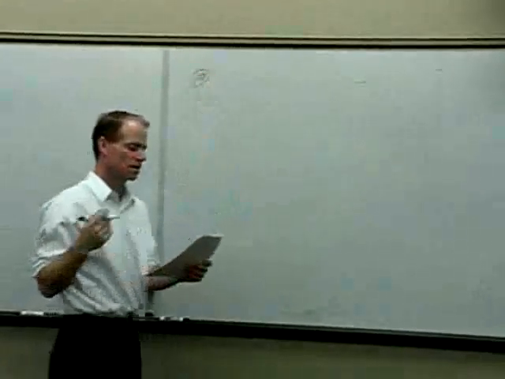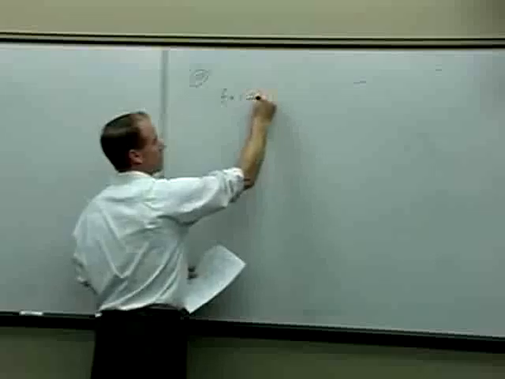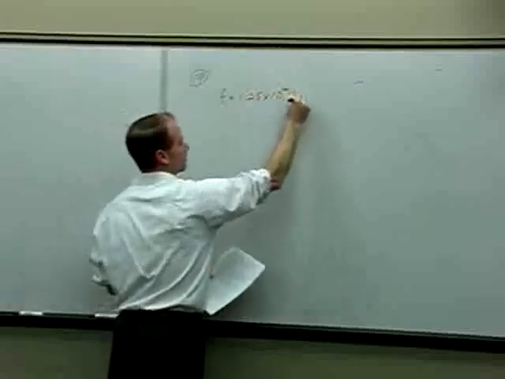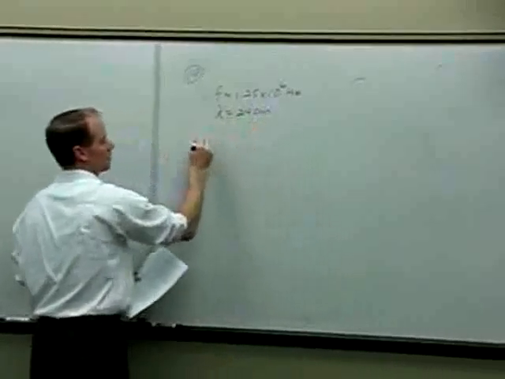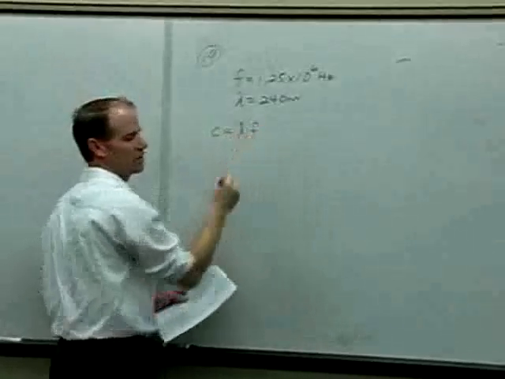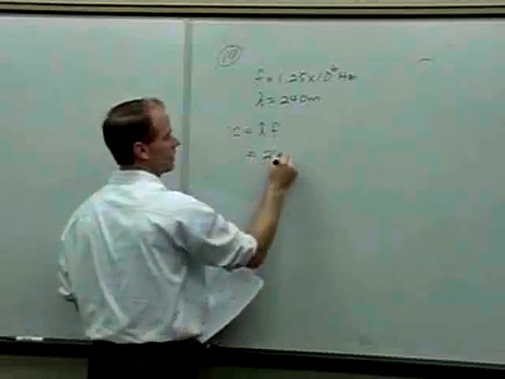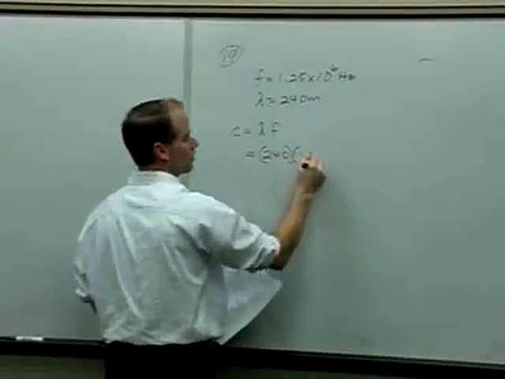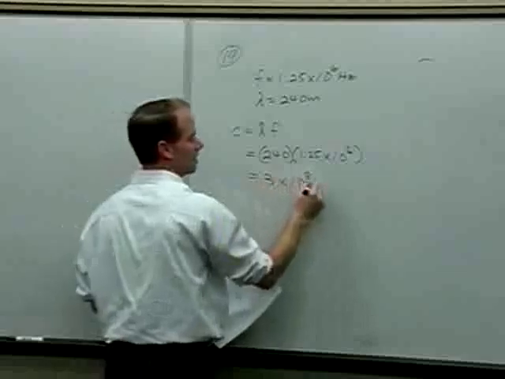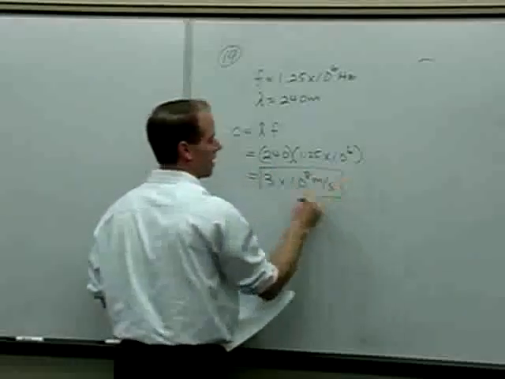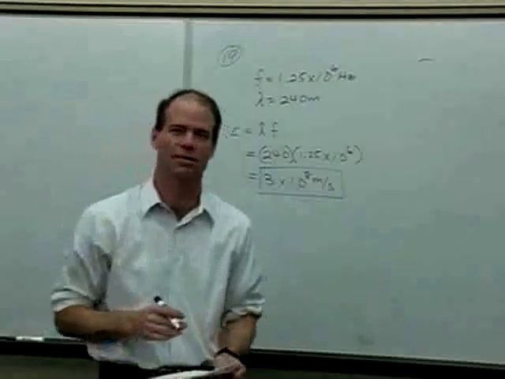From the previous two problems, 17 and 18, we found the frequency to be 1.25 times 10 to the 6 hertz, and the wavelength to be 240 meters. And so the speed of the wave will be the wavelength times the frequency. I already designated it by C because I have a good feeling about this. 240 times 1.25 times 10 to the 6 gives us 3 times 10 to the 8 meters per second. The speed of light, as all electromagnetic waves travel at the speed of light, 3 times 10 to the 8 meters per second.